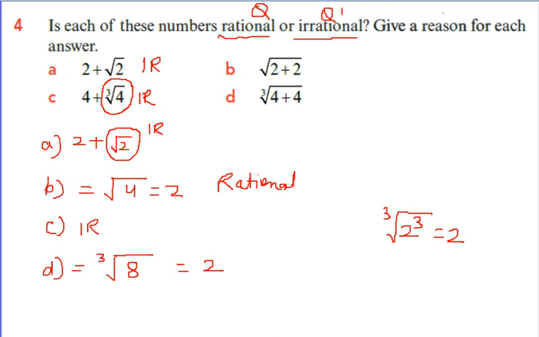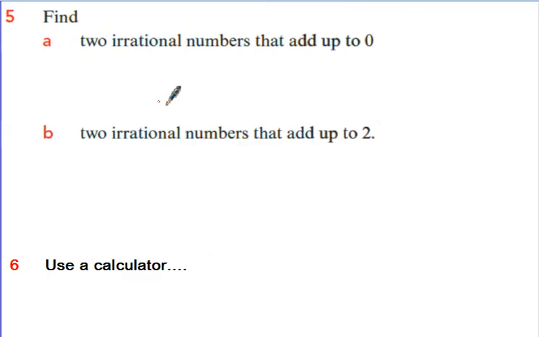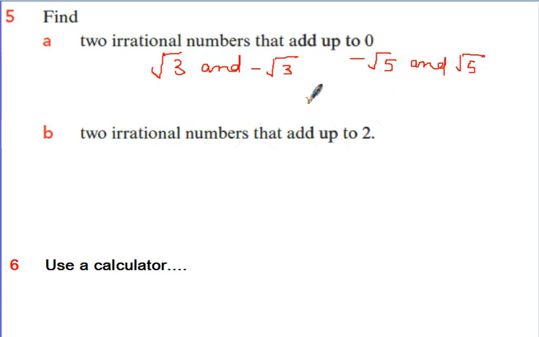Great. Let us move quickly if you want to finish the exercise. Two irrational numbers that add up to 0. So you can take any. You can take root 3 and minus root 3, because if you add them, or you can write root 5 and minus root 5. So when you add them you will get 0, or you can write root 2 and minus root 2, any numbers.